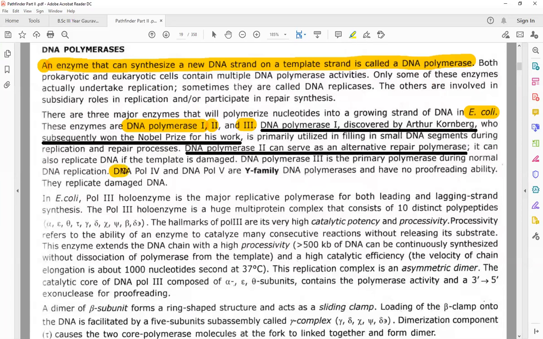Now, DNA polymerase 4 and DNA polymerase 5 are quite unique enzymes. They are known as Y family DNA polymerases. They are exceptional because they do not require any template for the biosynthesis of nucleotides. These DNA polymerases always work in a template independent manner.